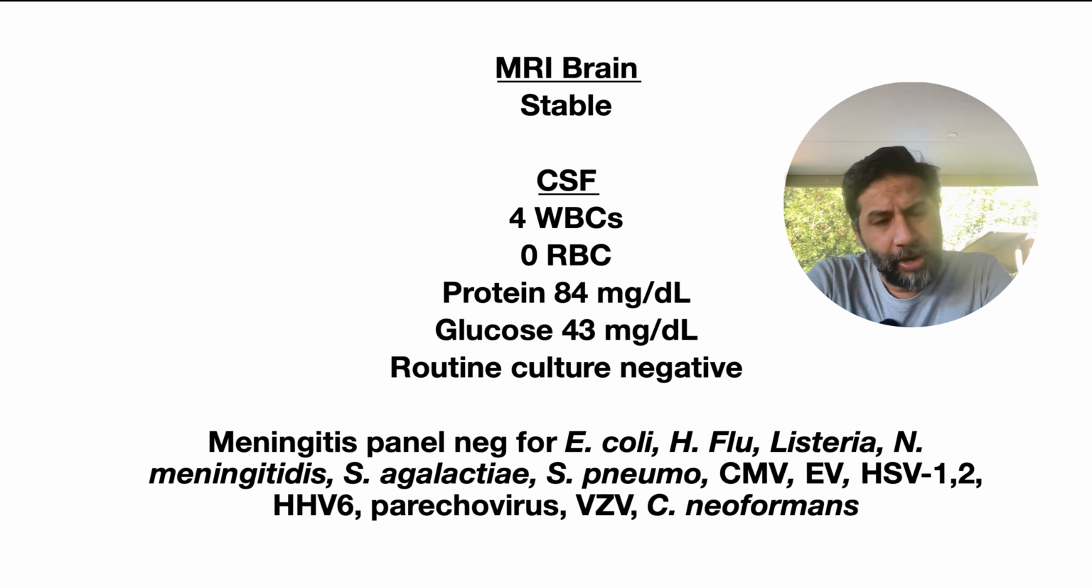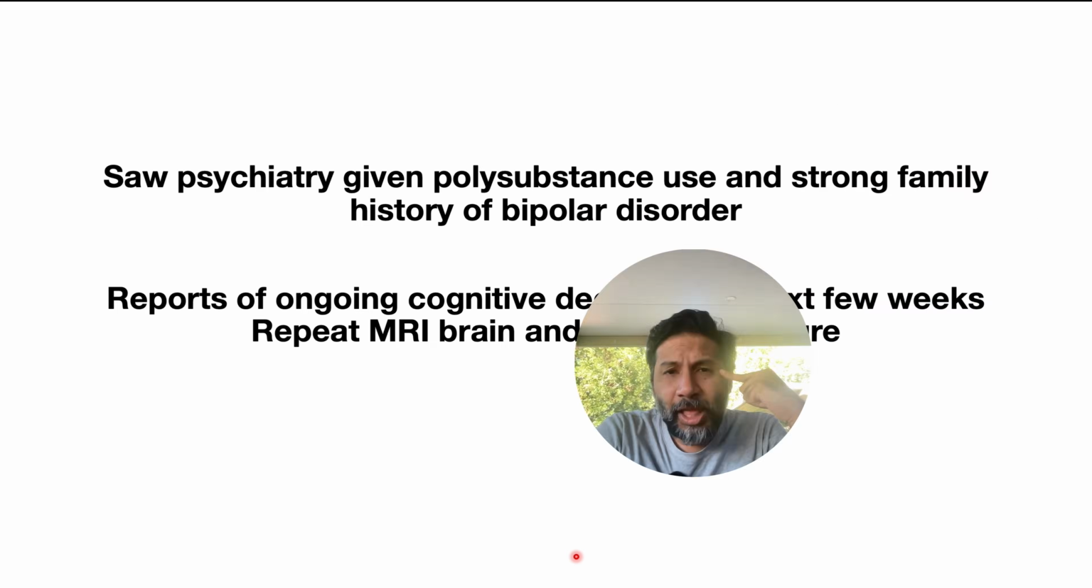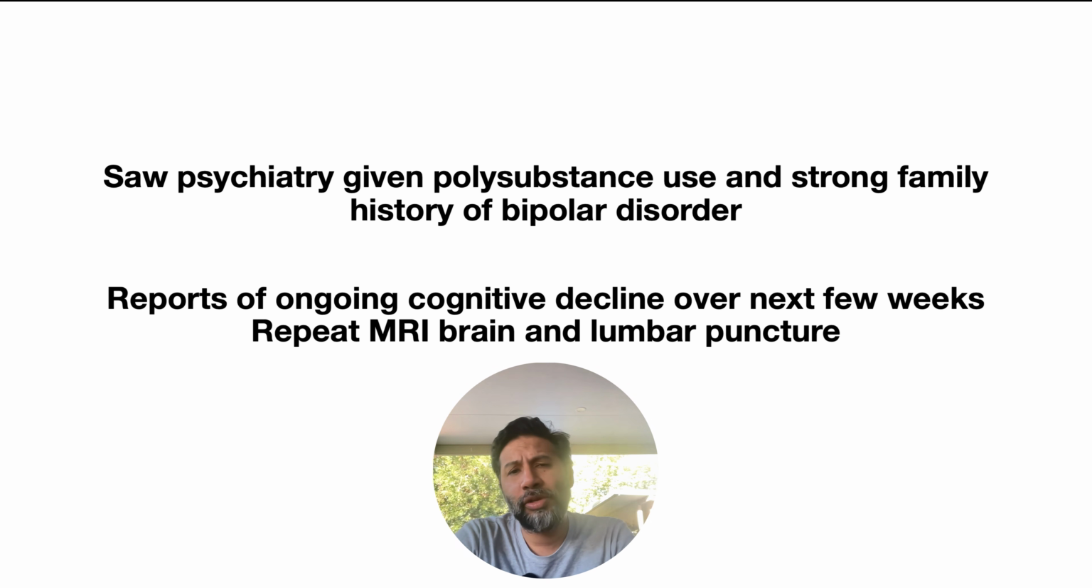And he gets an MRI brain, which is reported as stable. He gets a lumbar puncture. The protein is very elevated, but his white cells are not. And this BioFire is sent off and everything's negative. Because he's got this family history of bipolar disorder, it's thought maybe this is related to a first presentation of a psychiatric condition. Sent to a psychiatrist who says, after a couple of visits, this is not psychiatric.